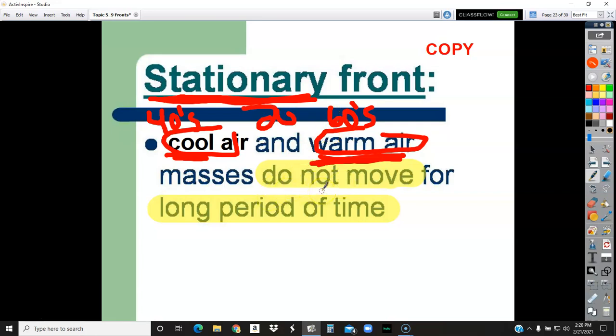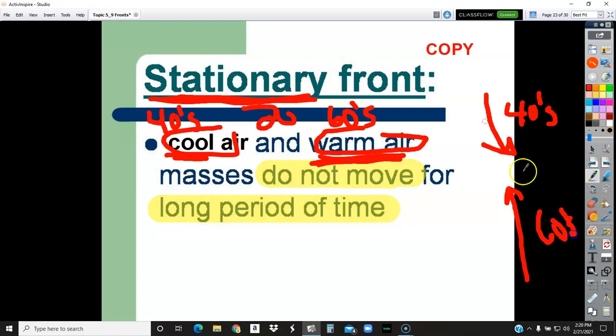And so what happens is cool air is going to come down from the north. Warm air is going to try to push up from the south. But because these air masses, again, this is in the 40s and this is in the 60s, they can't push each other out of the way. This one can't go that way. This one can't go that way. They're going to kind of sit. And this could happen for days and days and days and not move each other. They're going to just kind of push into each other. You're going to get rain that lasts for several days. And they call that a stationary front.